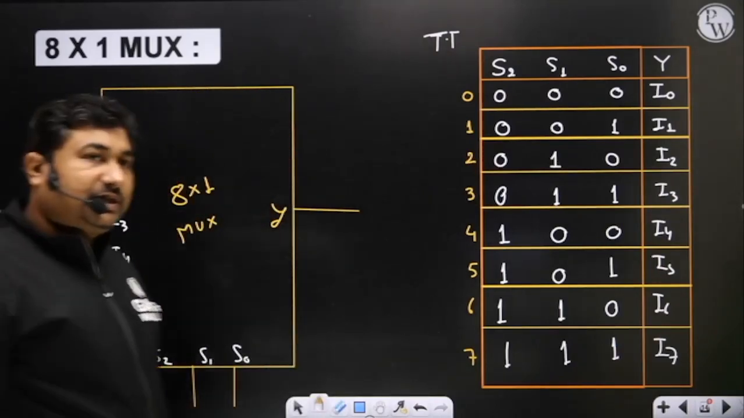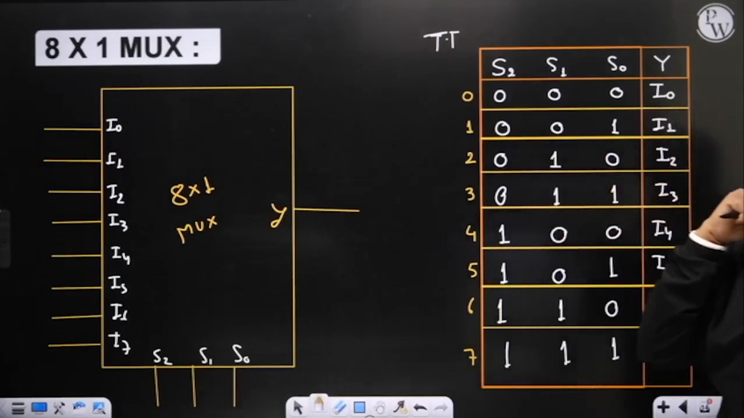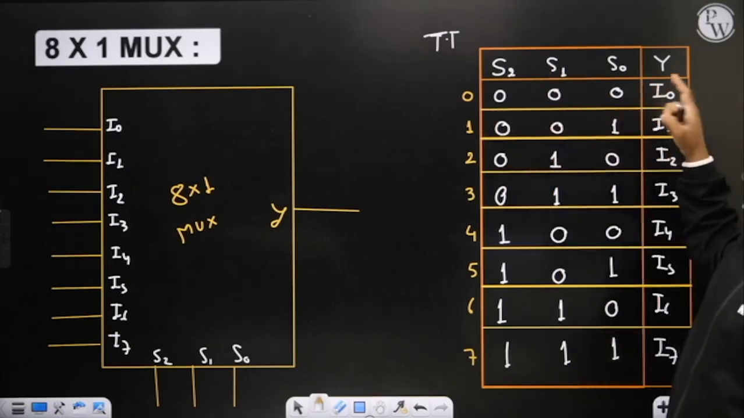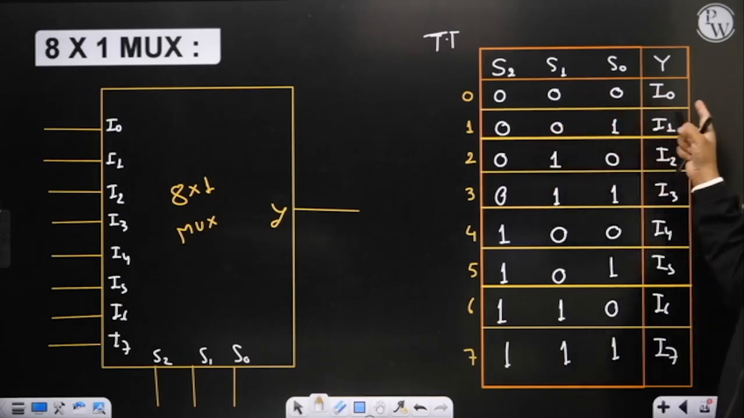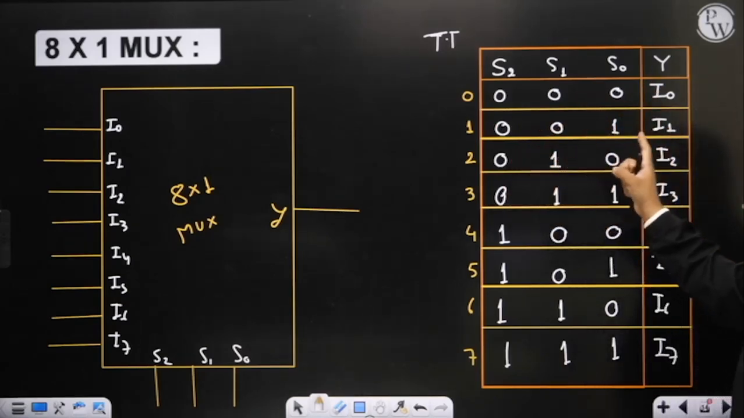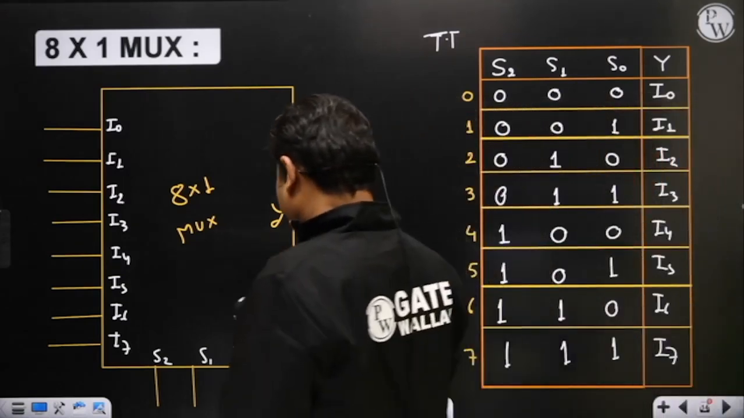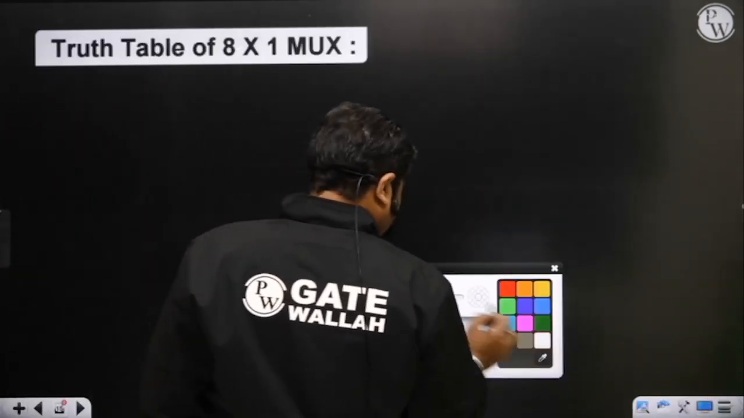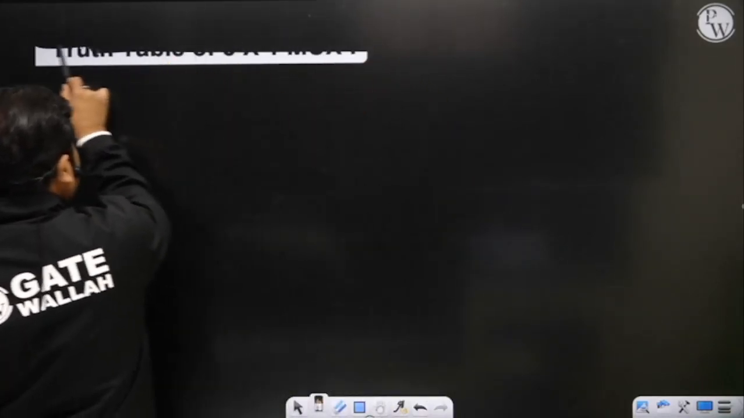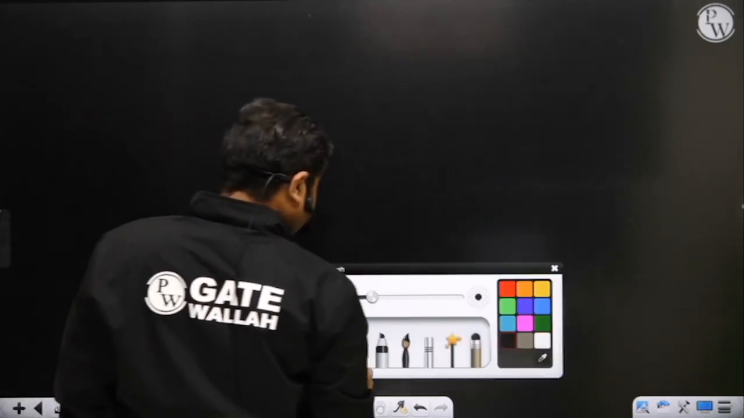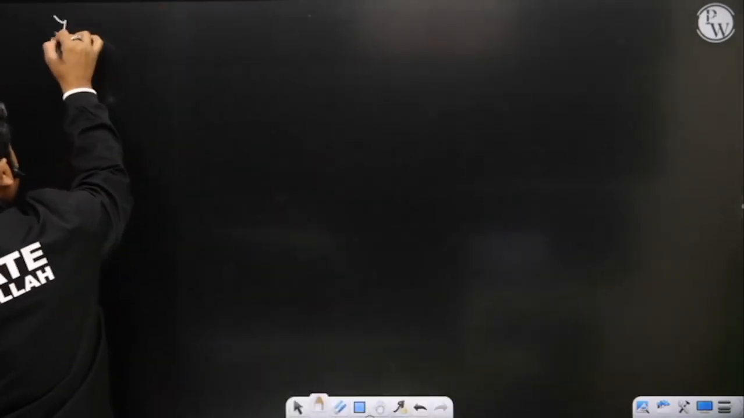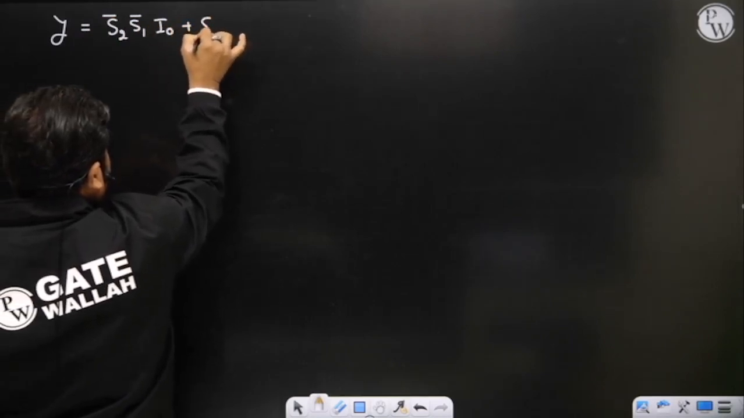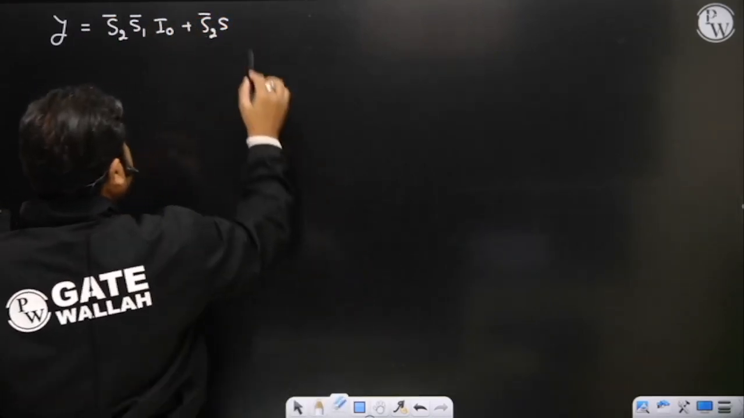Now we know about the logical expression of the 8 cross 1 multiplexer. What is the logical expression for this? Sir, it is S2 bar S1 bar S0 bar I0 plus S2 bar S1 bar S0 I1 plus S2 bar S1 S0 bar I2 and so on. Yes, sir. Great. So let's write the expression also; we will have to implement a logic circuit also. Logical expression Y is equal to S2 complement S1 complement I0 plus S2 complement S1 and S0.